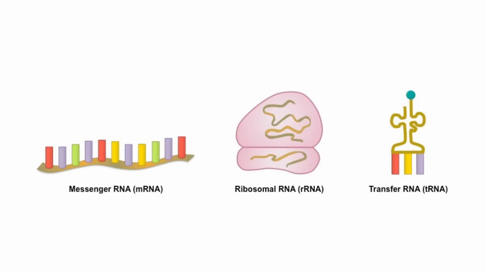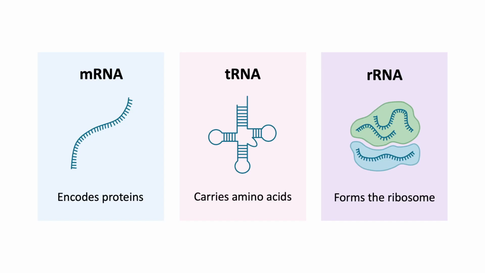The three types of RNA that we will see are mRNA, which is our messenger RNA, our rRNA, our ribosomal RNA, and we'll go over this more in later videos, and our transfer RNA, our tRNA. Some of these may be familiar from Year 11 biology. And just to give you a quick overview of what each of those RNAs does, the mRNA encodes for proteins, the tRNA carries amino acids, and the rRNA forms the ribosome.